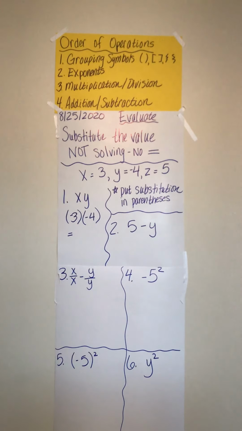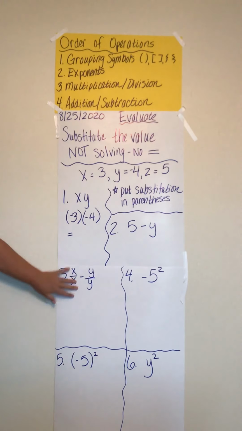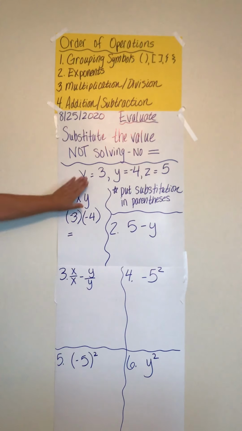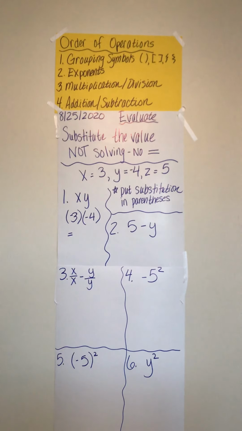So today we're going to evaluate. We're going to substitute the value, not solve, because we don't have parentheses in any of our problems that you see. We have a lot of letters. So we have X, Y, and Z. When we see an X, we're going to substitute that with a 3. When we see a Y, we'll substitute that with a -4, and when we see a Z, we'll substitute that with a 5.